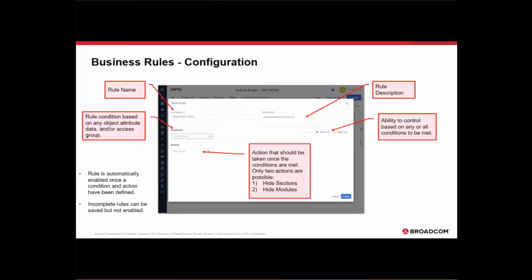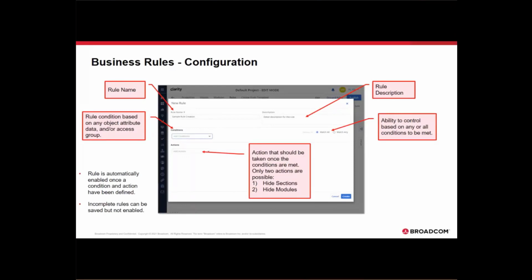To configure an individual rule, within the blueprint, you would click the new rule button, and once doing so, a modal will pop up. In here, the building of the new rule is done as follows. You'll have to define the name for your rule. You can give it a description, and then you have to define a condition. Conditions are the rules as to what needs to happen before an action can be taken. These rules can be based on any of the object attribute types.